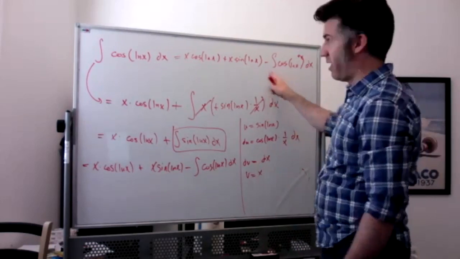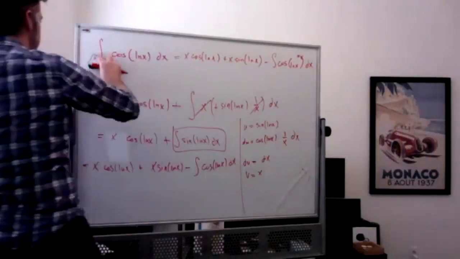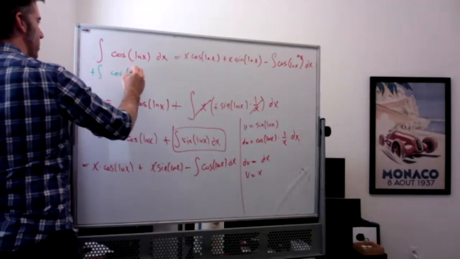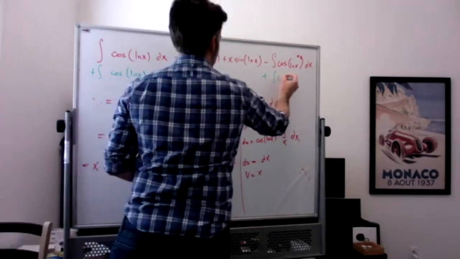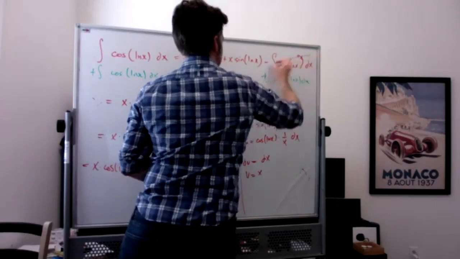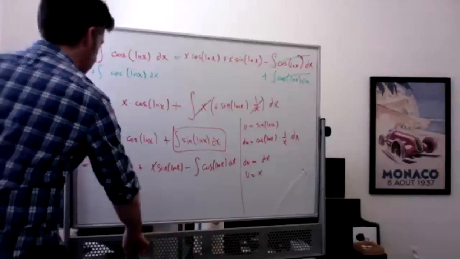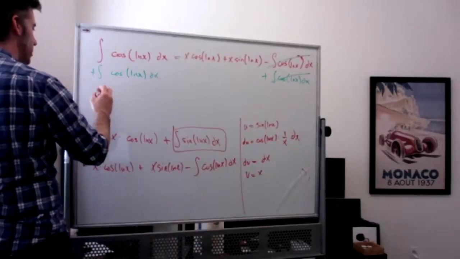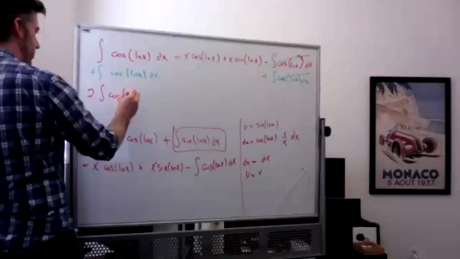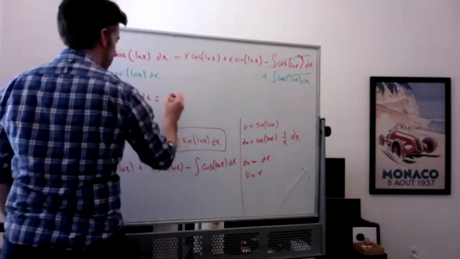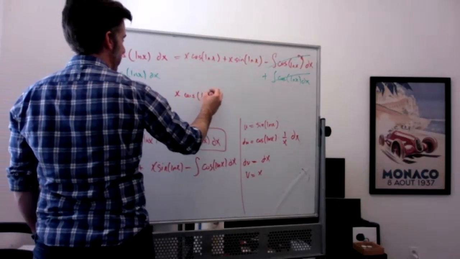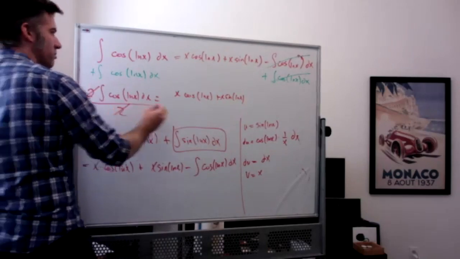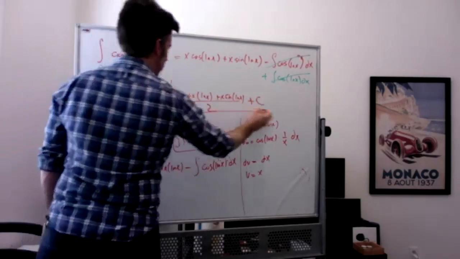So then you add that integral to both sides, these cancel, and so then you end up getting two of these: 2 times the integral of cosine of natural log of x dx equals x cosine of natural log of x plus x sine of natural log of x. And then we divide both sides by 2. Go on plus c, done.